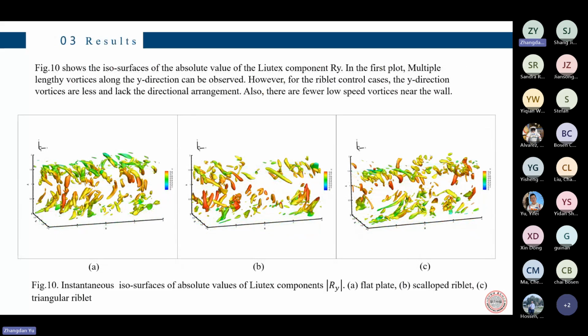Figure 10 shows the isosurface of the absolute value of the Liutex component Ry. In the first plot, multiple long vortices along the y direction can be observed. However, for the riblet control cases, the y direction vortices are fewer and lack the directional arrangement. Also, there are few low speed vortices near the wall.